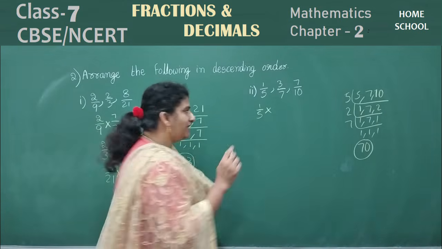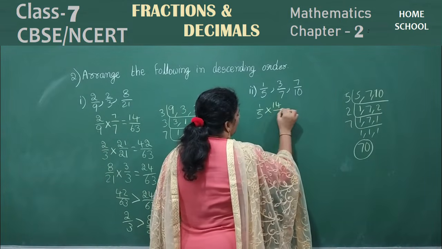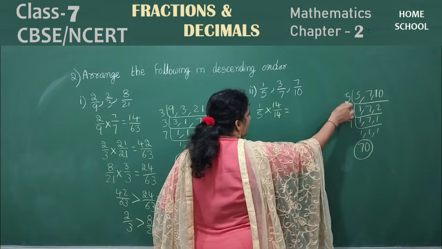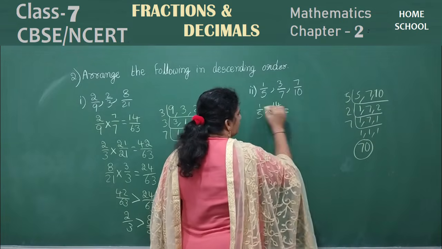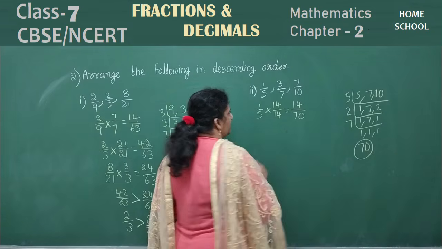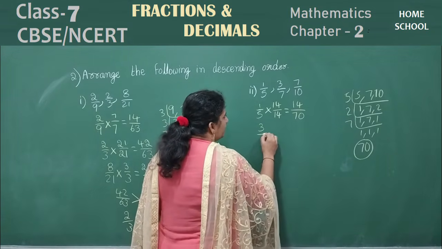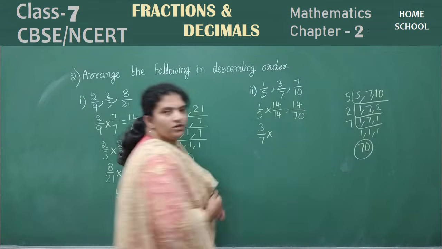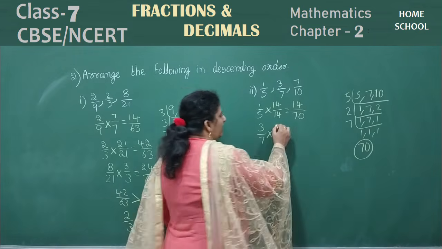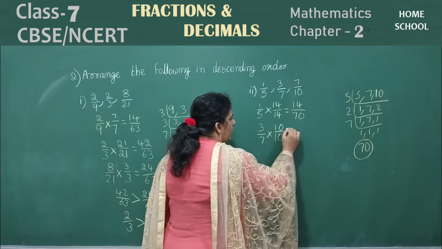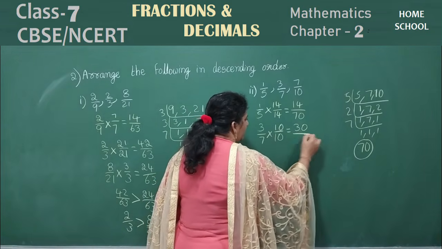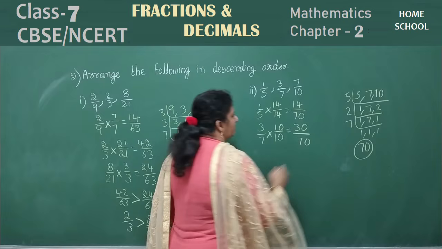Observe here, 14 fives are 70. Right, multiply numerator and denominator by 14. So an easy technique: see in the 5 table where you get 70, and multiply the other number. So 1 into 14, 14 by 5 14s are 70. The next fraction, 3 by 7. So 7 table, where you get 70: 7 tens are 70. Multiply numerator and denominator by 10. That makes 3 tens are 30, 7 tens are 70.